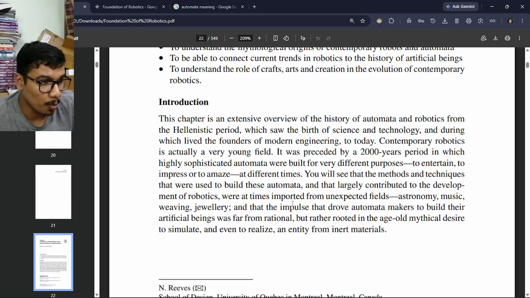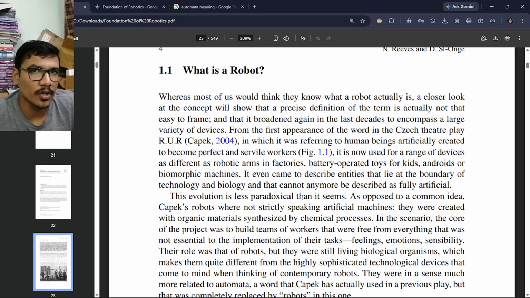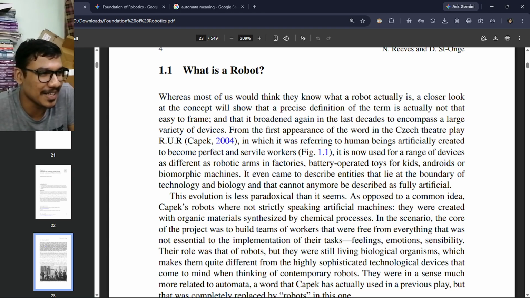Automata, music, weaving, jewelry, all understood automata. The artificial being was not rational, but rather rooted in the old age, to simulate, even to realize an identity from inert material. Okay, what is a robot? What do you mean by robot? I don't know. I really don't know what a robot means. Whereas most of us would think they know what a robot actually is.